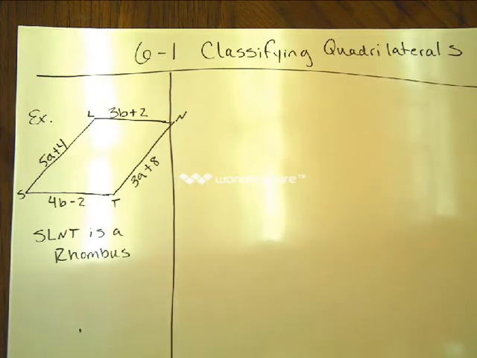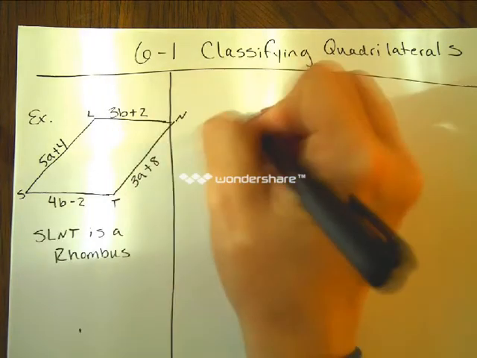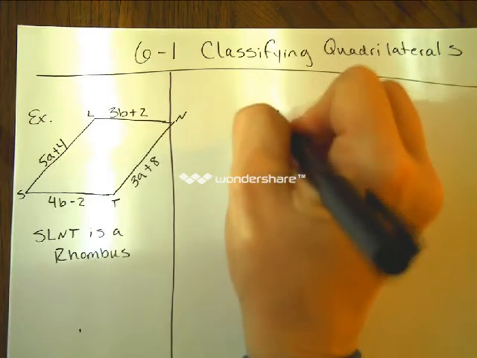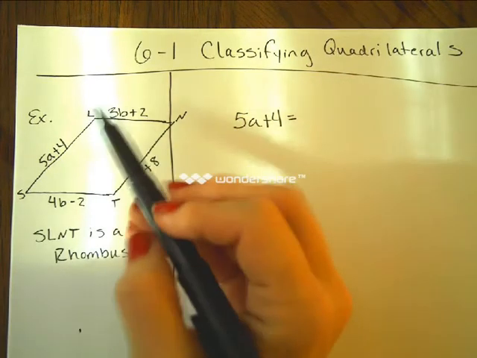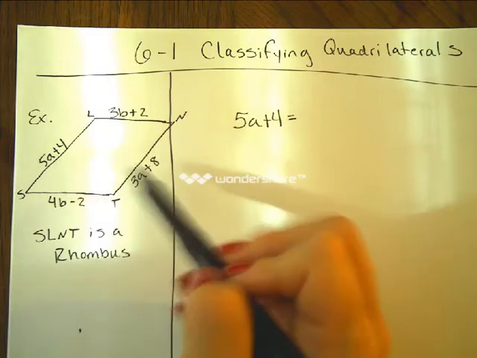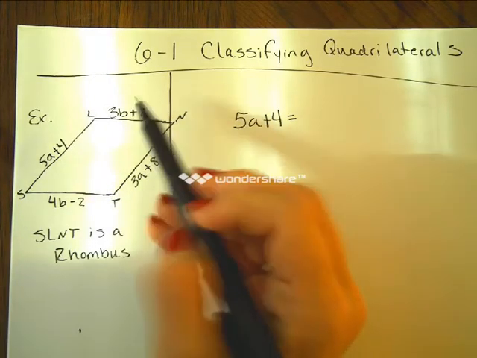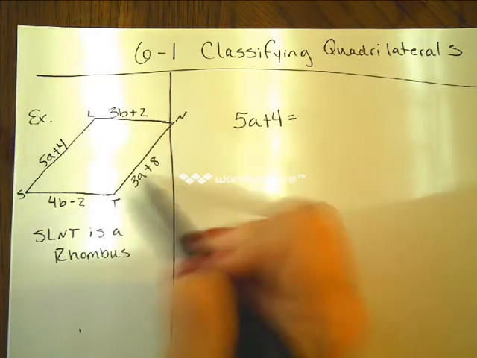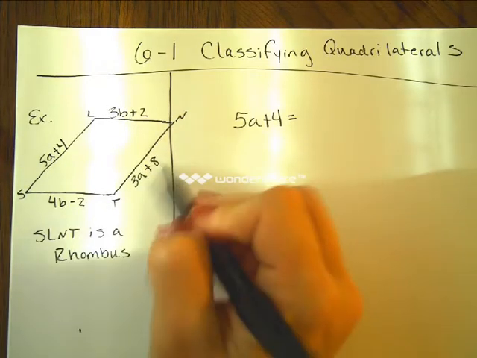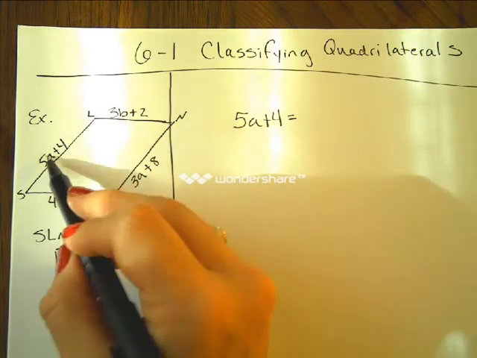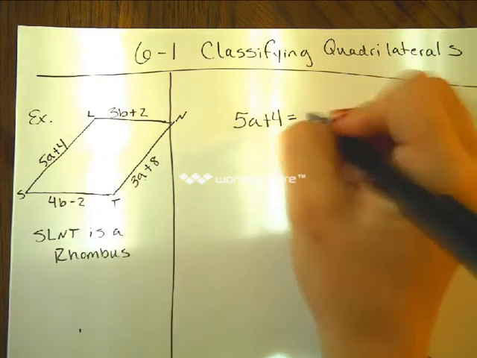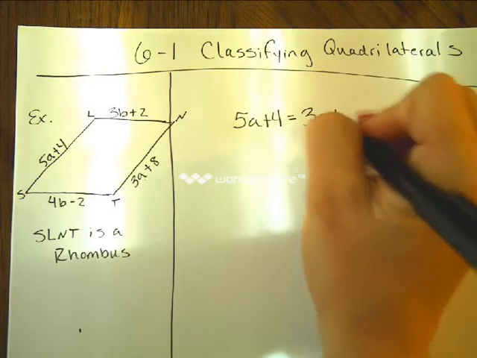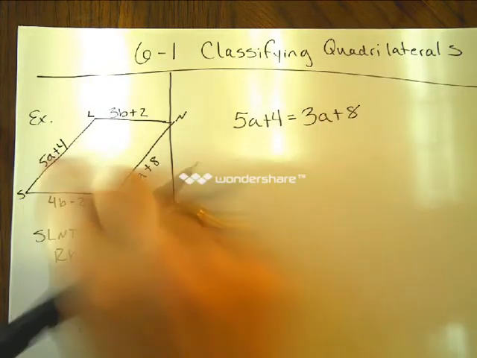But if you look, there's two different variables going on. So you need to look if you're going to set 5a plus 4 equal to something. Now remember, we said that all four of these are equal, so it really wouldn't matter which ones you set it equal to. But which one do you think would be your best option? I would pick this one because it's the only one that also has an a in it. So 3a plus 8. We know that these are equal because it's a rhombus.